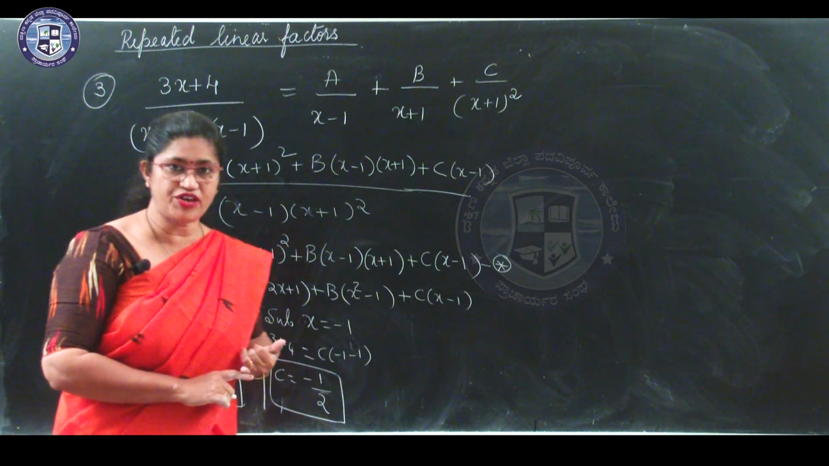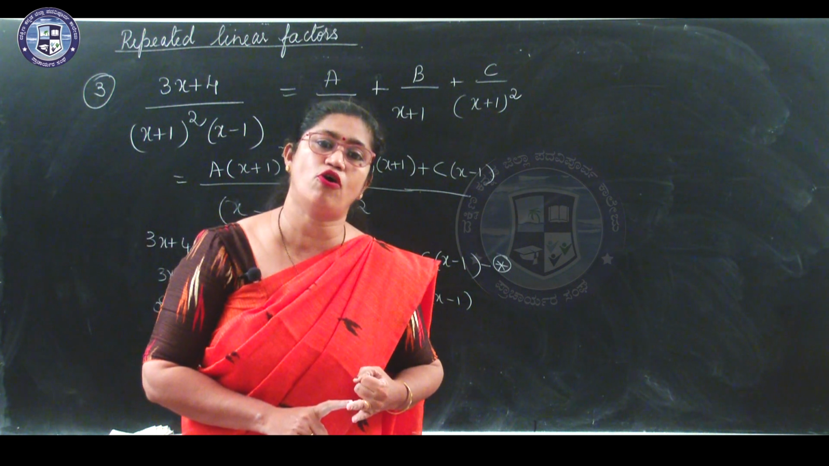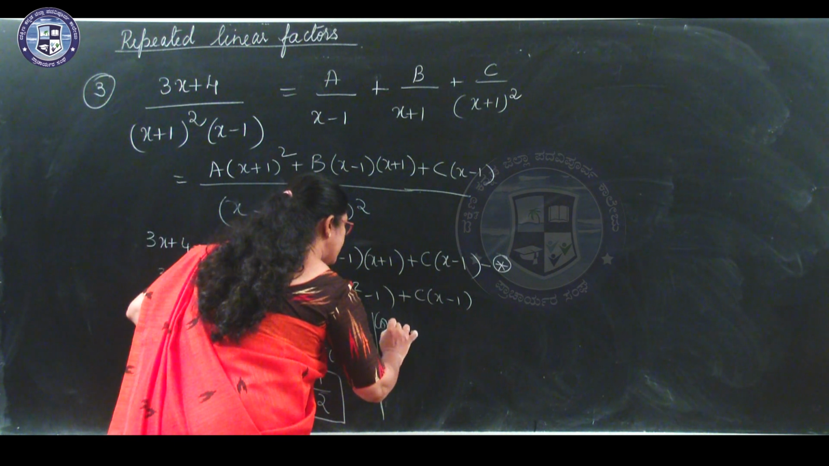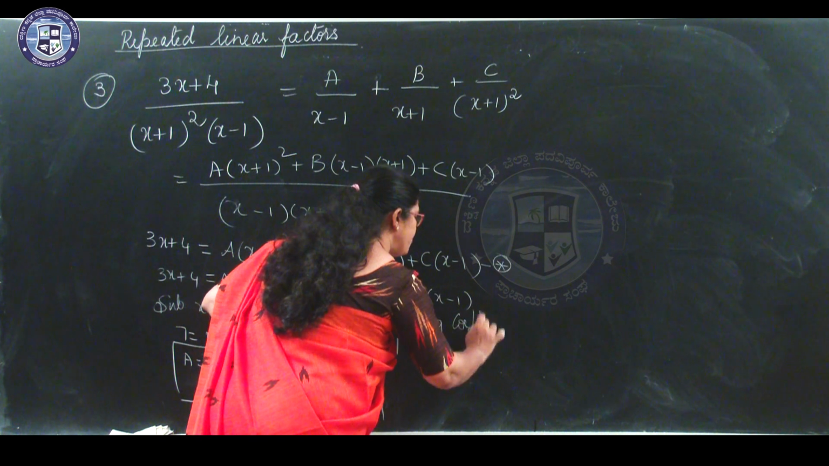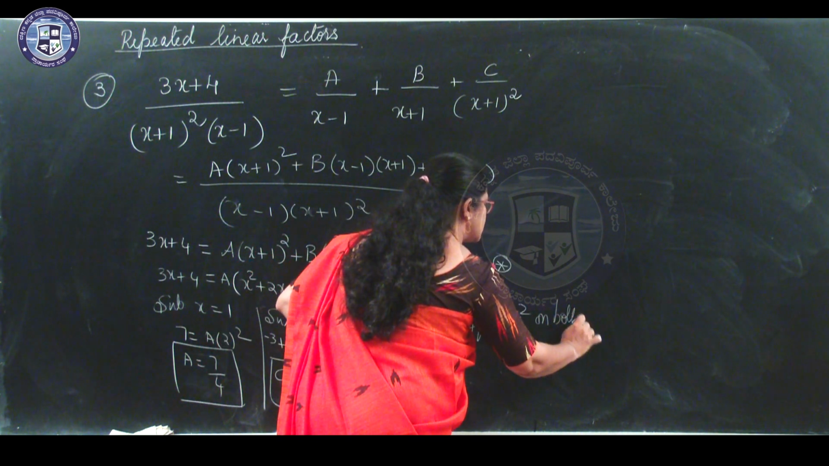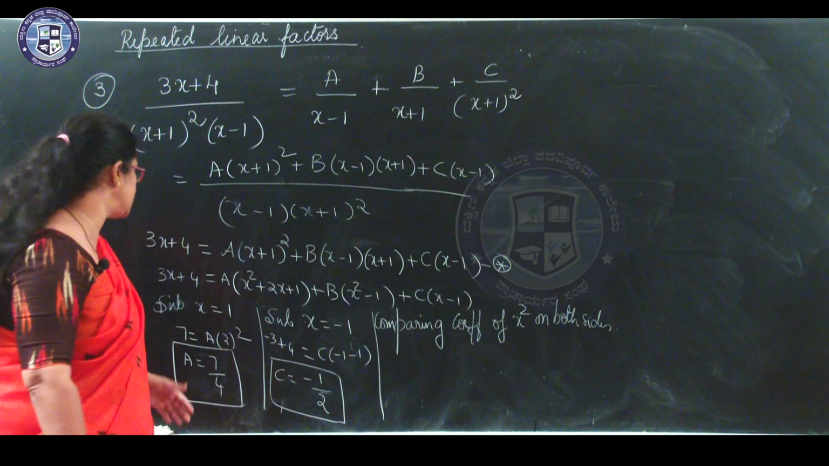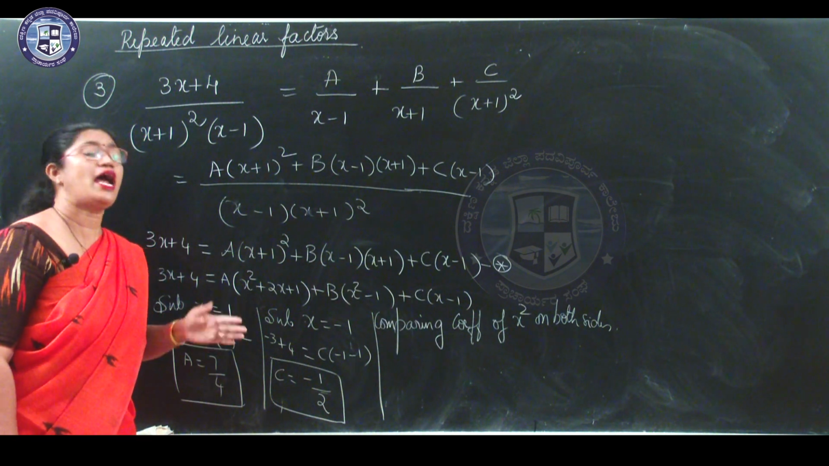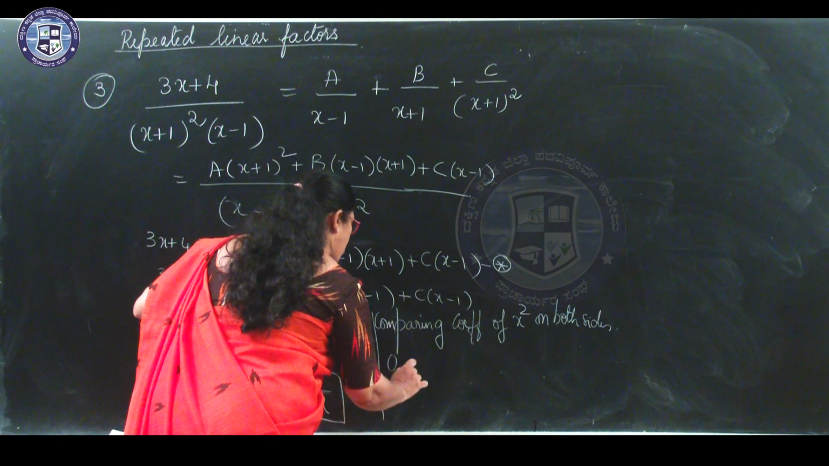You got the value of a, you got the value of c. Now I need to get the value of b, and how do I do this? Comparing coefficient of x square on both sides. When I compare coefficient of x square on both sides, left hand side there is an x term but x square is not there, and because there is no x square, coefficient must be equal to 0.